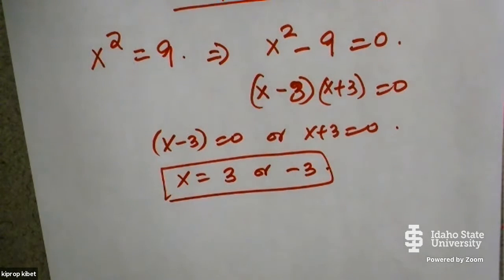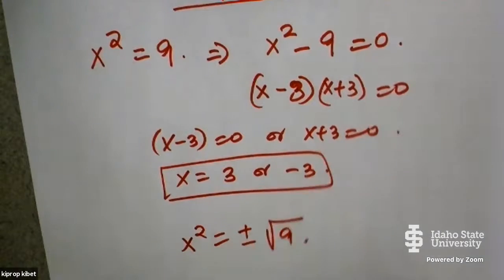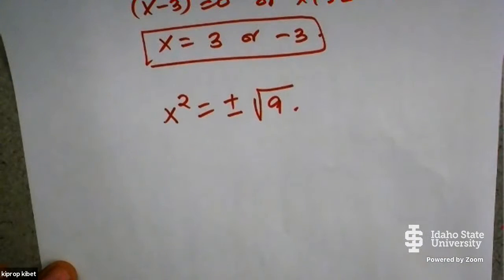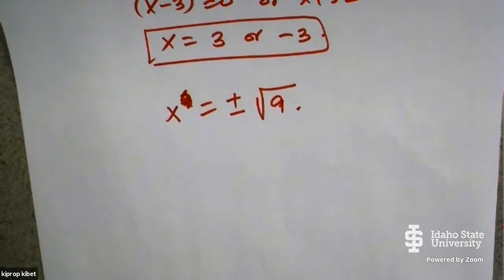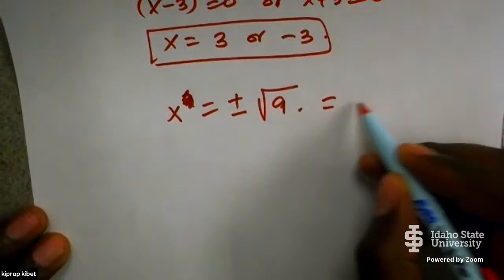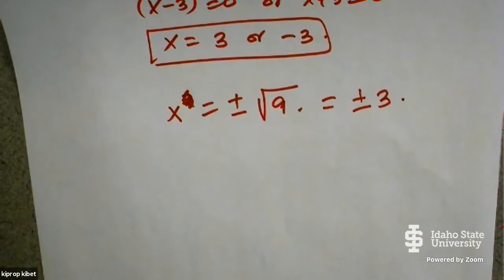So therefore, the square root of x squared is the same as plus or minus 3. So x equals plus or minus the square root of 9. And this one is giving us plus or minus 3.